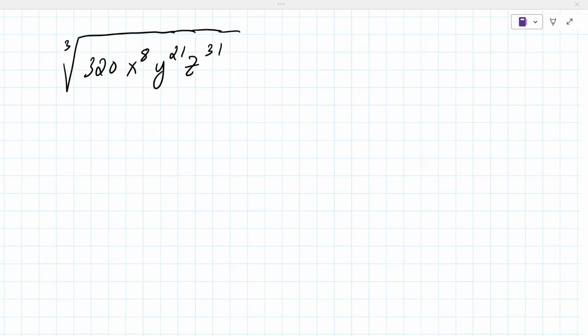All right, I think I got it. Would it be 2x to the fourth, y to the 10th, z to the 15th, square root or cube root of 20yz?